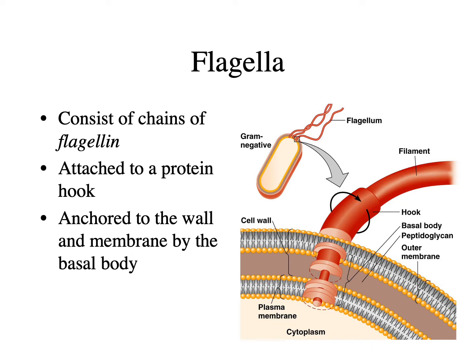Bacteria can have flagella, and they are in different types of arrangements, which you will learn about. They consist of flagellin, and they are attached to a protein hook and then anchored to the wall and membrane by the basal body. The flagella gives that bacteria true motility. It can move with intent and purpose in a directed manner. The flagella helps it get to one place or the other, moves away from toxins, moves towards nutrients or chemical attractants, and we're going to talk about all of those different things.